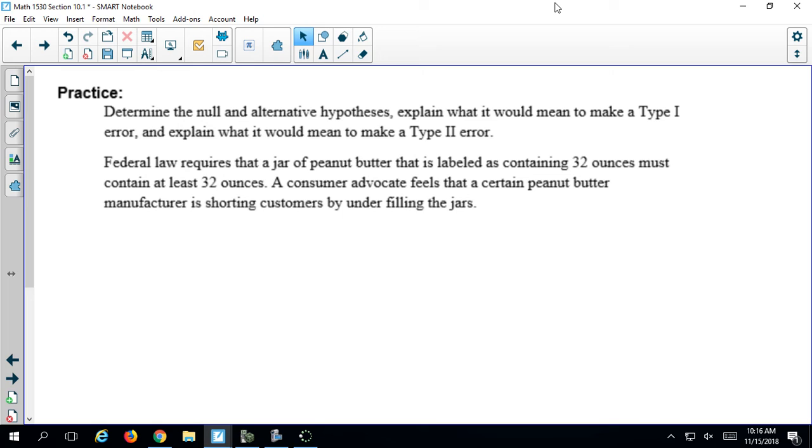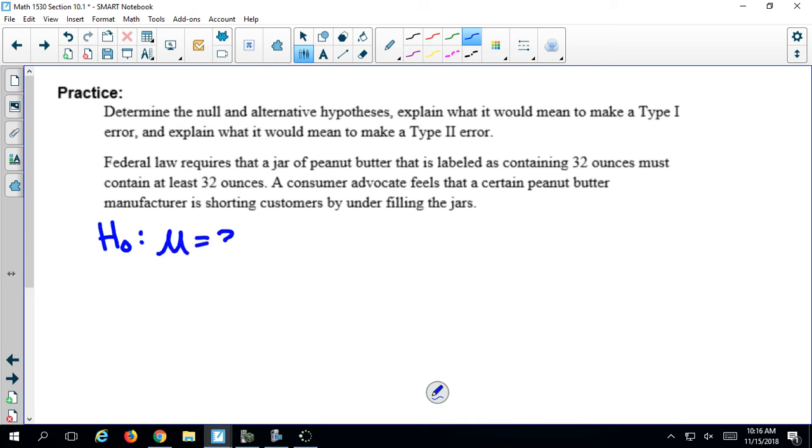So the null hypothesis, well, our only two choices are proportion and mean. So I think we'd have to use the mean here. We're going to say, well, let's assume that the mean is 32 ounces. The consumer advocate feels that a certain peanut butter manufacturer is shorting customers, so we're going to test to see if that mean is actually less than 32 ounces. Okay.